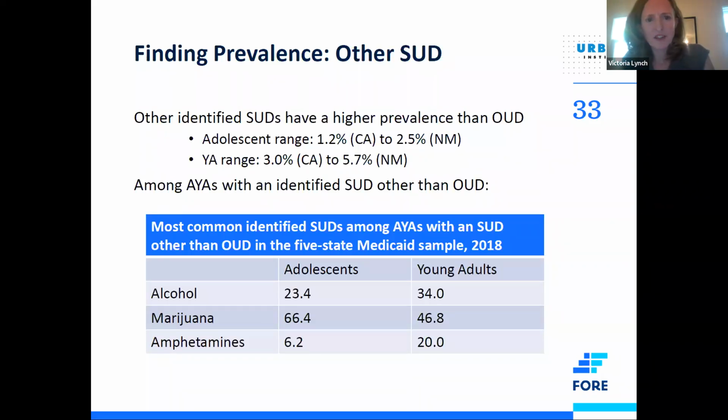So other SUD was substantially higher than any OUD, and that ranged from 1.2% in California to 2.5% in New Mexico among adolescents. And then for young adults, it ranged from 3% in California to 5.7% in New Mexico. The most common ones, as you can suspect, are marijuana, alcohol, and amphetamines.